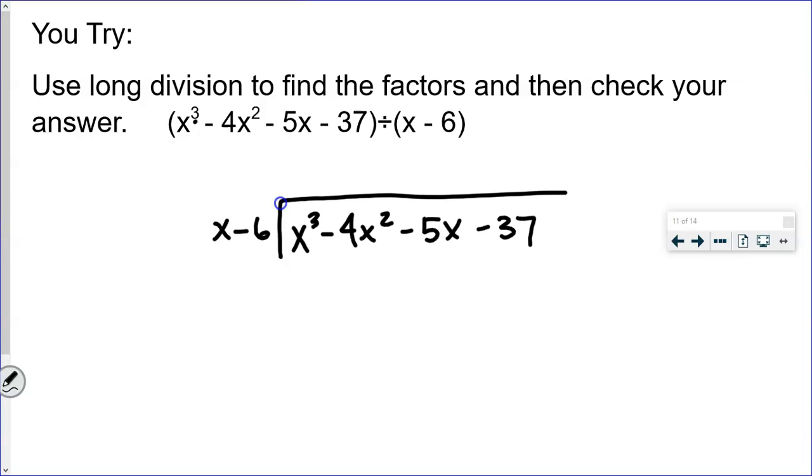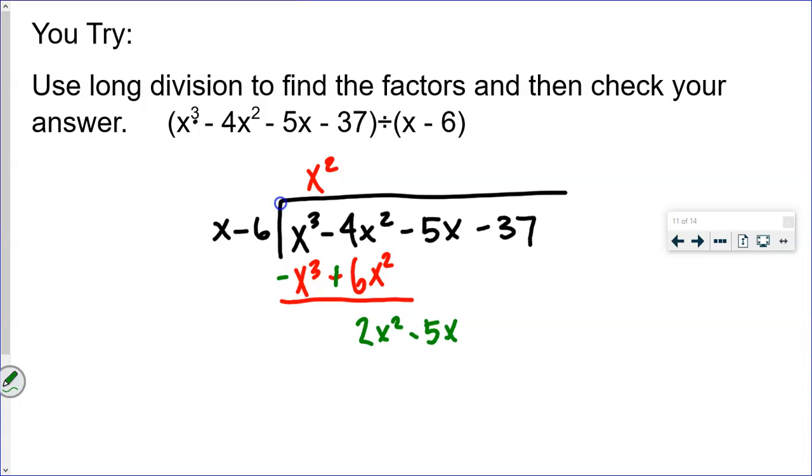So once again, what do we have to multiply by x to get x to the third? That would be x to the second, right? So x to the third minus 6x squared. We are going to change the signs of both of these because we're subtracting it. So it's going to give us 2x squared minus 5x, right?